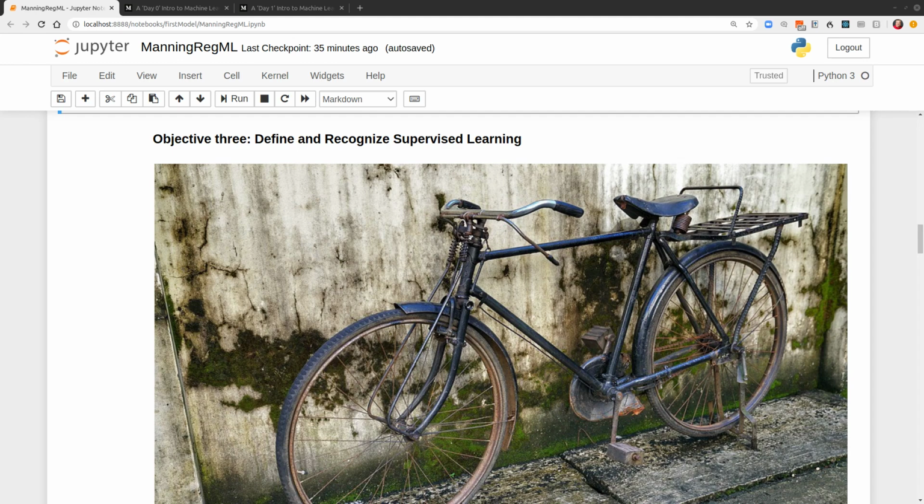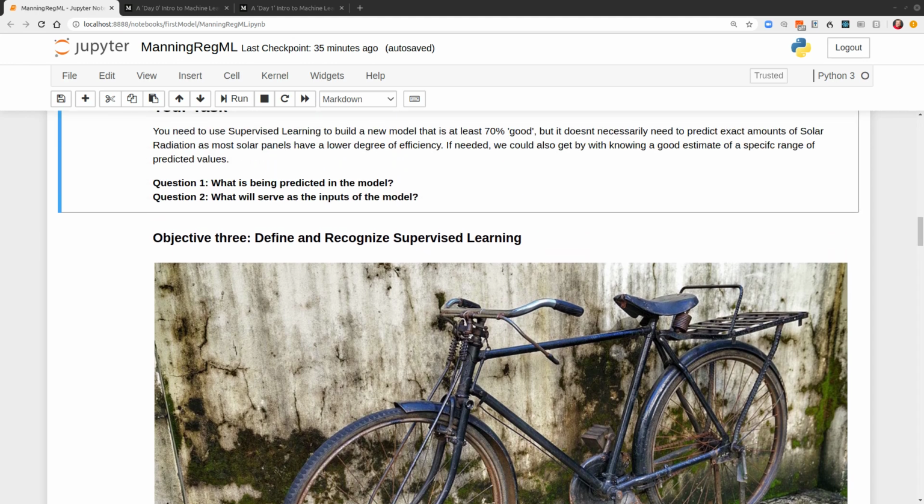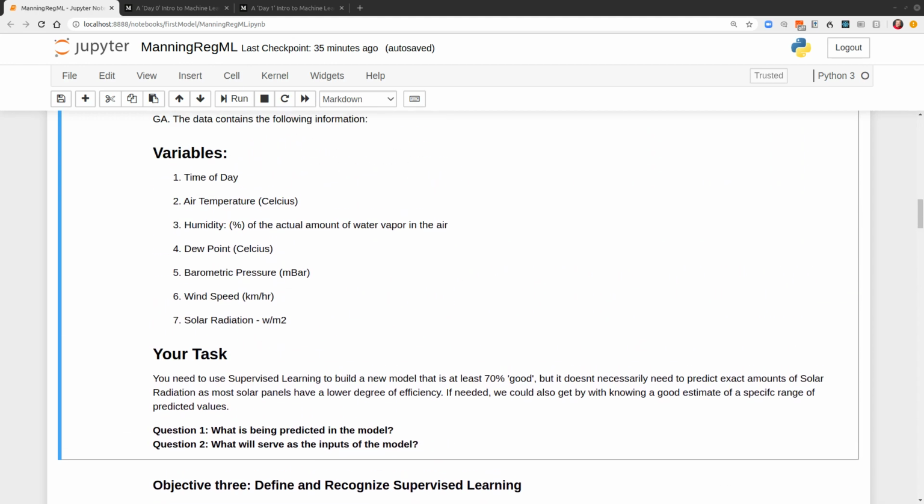Now, the reason it's called supervised learning is because you are going to be working with data that has already been gathered. I already told you in the second exercise, right? We went through that data together, and what it actually looked like. We had 7 different variables. We mapped 1 through 6 as inputs, and we're being asked to predict the amount of solar radiation. So that data set is historic.